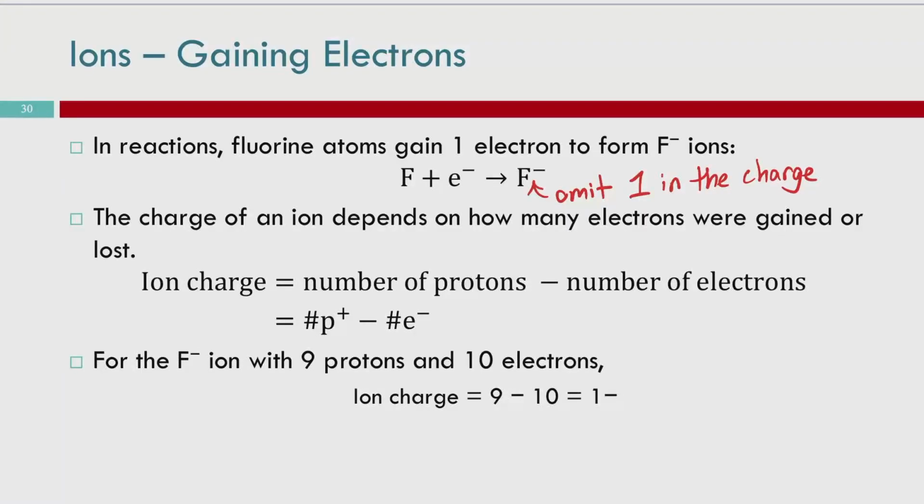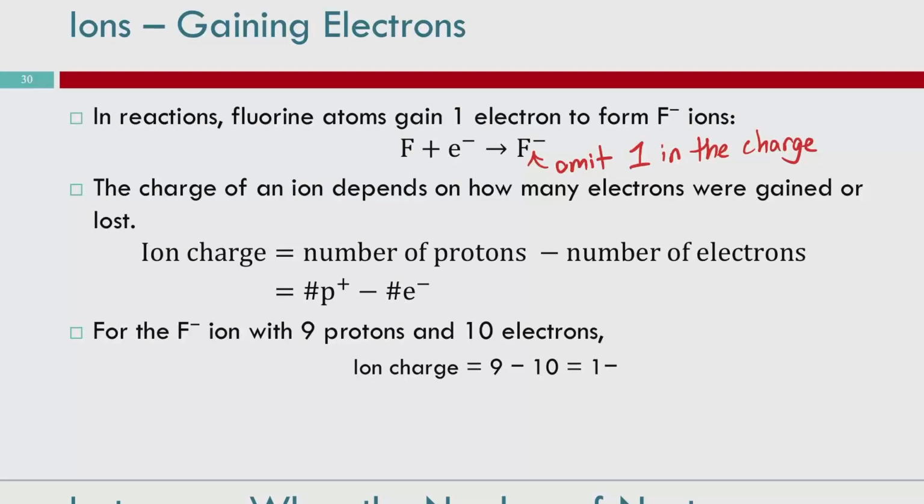Again, our charge depends on how many electrons were gained or lost. So we're going to do number of protons minus number of electrons. We can figure out the number of protons from the periodic table. The atomic number in the top right corner and the top of the cell is 9. We said that we gained 1 electron, so 10 electrons. We have 1 excess of electrons. We've got more electrons, we've got 1 extra. Electrons are negatively charged, so our charge is 1-.